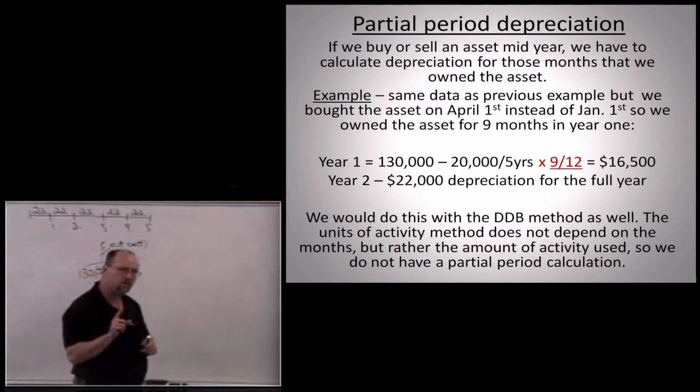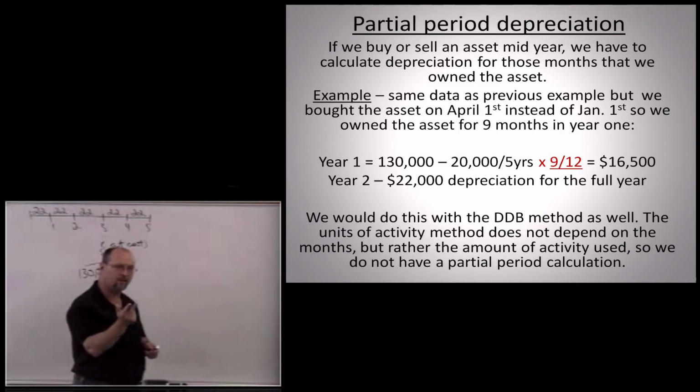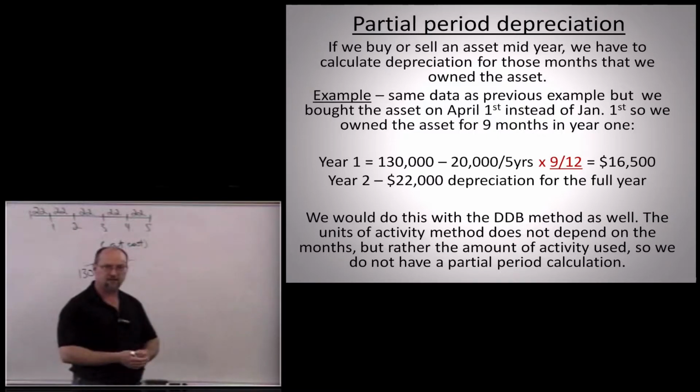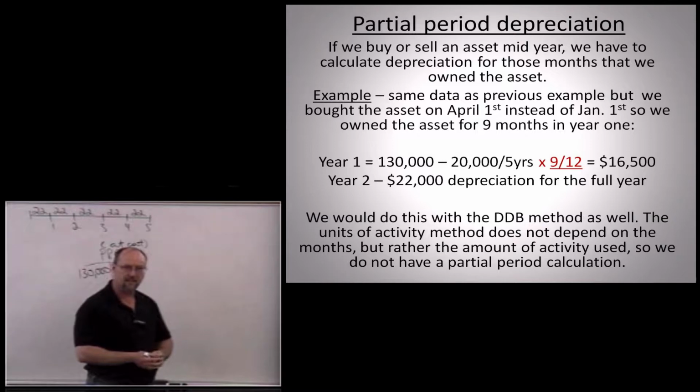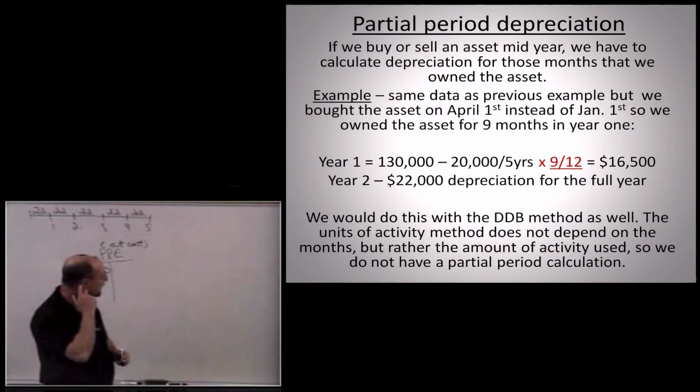If we sold an asset on April 1st, we owned it for January, February, and March. We did not own it April through December. We would record 3 months depreciation in the year of sale. So it'll differ depending on when we bought it, when we sold it. So we call this partial period depreciation.